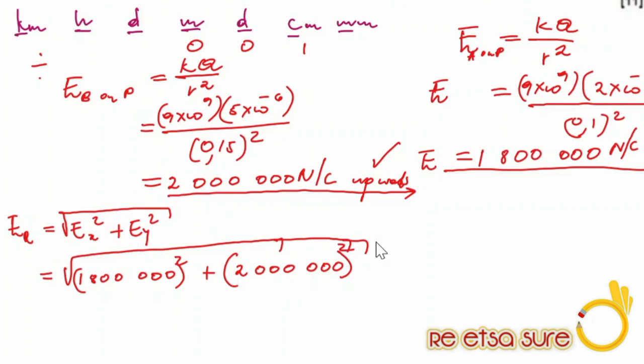I have 1,800,000 squared plus 2 million squared, and then my answer is something like 2,690,724.81 newtons per coulomb.